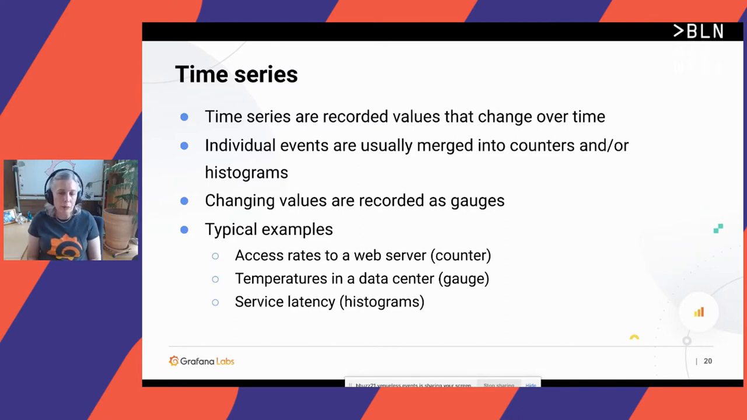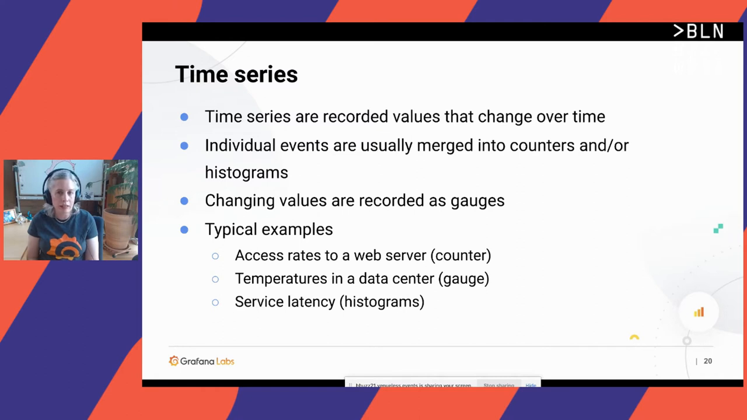A gauge is something that can change over time. The disadvantage to gauges is you might have a time that you capture, and there might be an event in between that you miss. So let's say you have a temperature in a data center, and it looks fairly cool, but if the rate at which you're capturing it is slow enough, there might be a spike in between that you just didn't see. Nonetheless, gauges can serve important purposes.